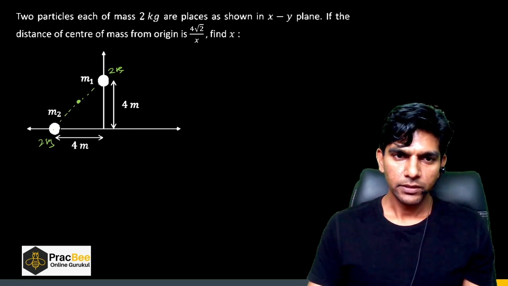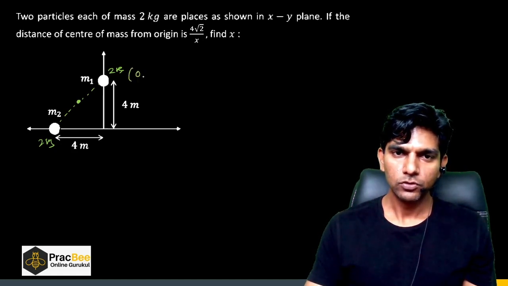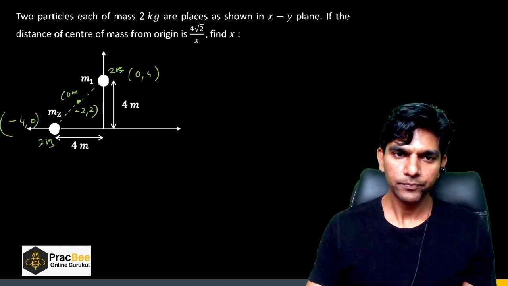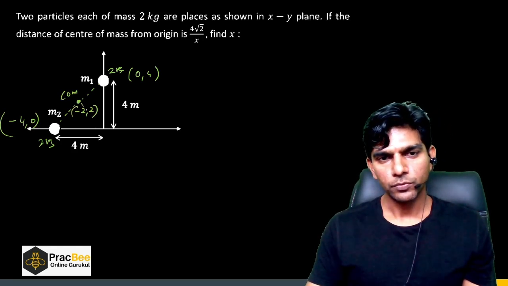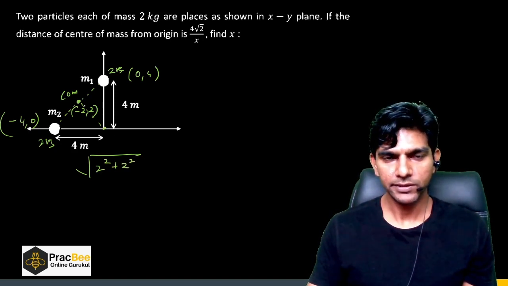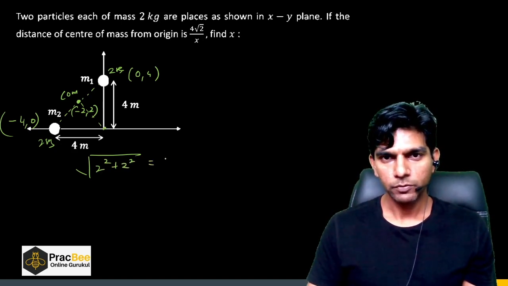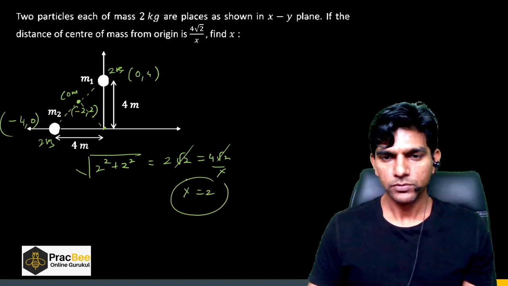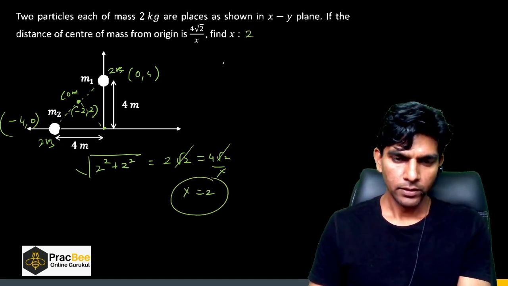So if mass m1 is having coordinate 0, 4 and mass m2 is having coordinate minus 4, 0, the coordinate of the center of mass will be minus 2, 2, right? Now minus 2, 2 from the origin will be at a distance of root of 2 square plus 2 square by applying distance formula. So that will be 2 root 2. This is given as 4 root 2 by x, so x comes out to be 2. So 2 is the answer of this question.